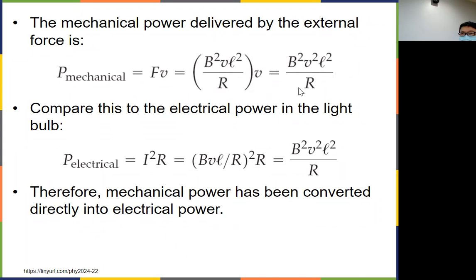On the other hand, you can calculate what's the electric power that's produced by the induced current. So it's I squared times R, and this is also B squared V squared times L squared over R. So you can see basically if you are pulling the rod with a constant speed V, then you are converting that mechanical energy or mechanical power into electrical energy or electrical power. Okay. So those two are the same. That's because this one is simply being converted into the electrical power.